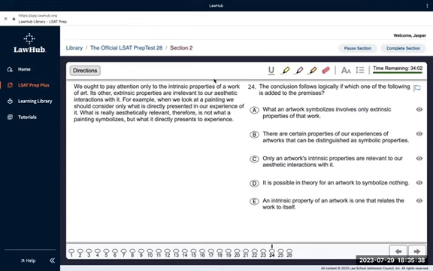Okay, so first I like to look at the question type. The conclusion follows logically if which one of the following is added to the premises. Because we're adding something, and then when we do that, the conclusion will follow logically, what we're adding is a sufficient assumption. It's going to strengthen the argument so much that we're going to be able to get to the conclusion. Whatever the gap or the flaw is in the argument, what we add to the premises will make the argument work so that the conclusion follows logically.